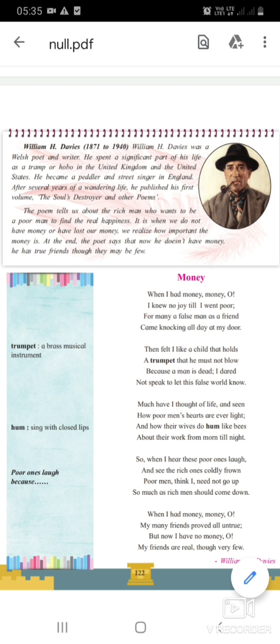Now, the third line of the same stanza. And how their wives do hum like bees. See, here, simile is there. How their wives do hum like bees.